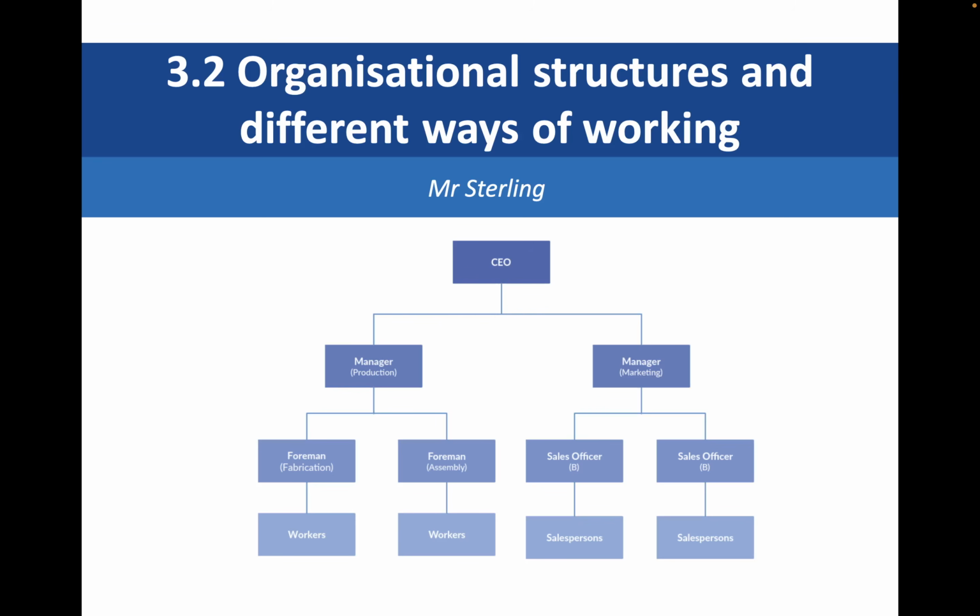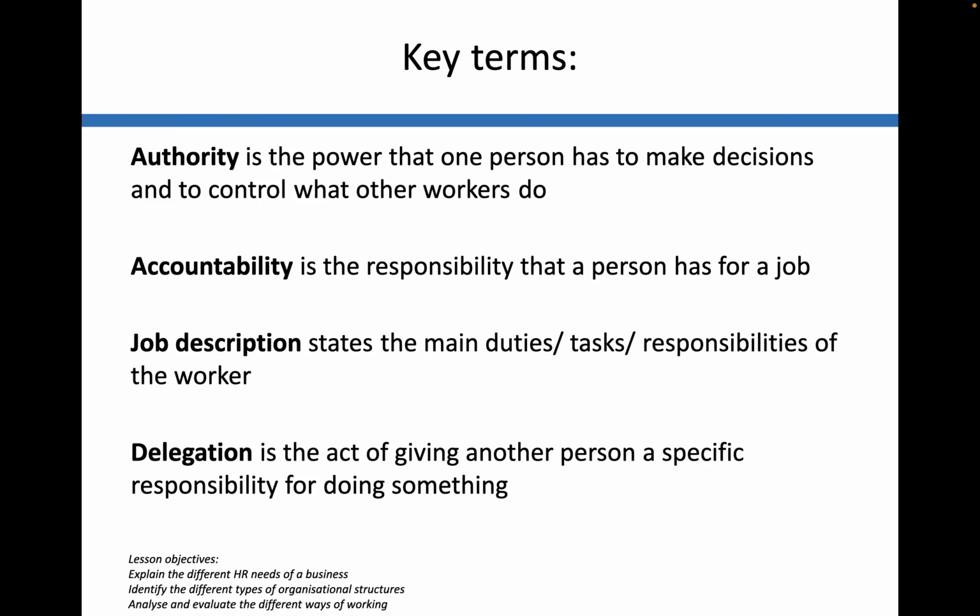Okay, that's it for the 3.1. It's really short, so we're going to do 3.2 within this as well, which is basically organisational structures. So authority is who has the power within the organisation. Accountability is who is responsible. A job description is going to describe the main duties, tasks and responsibilities of a worker.